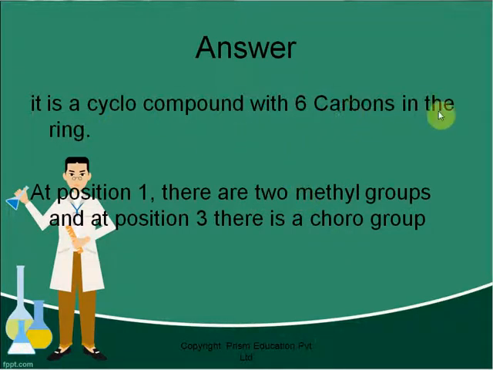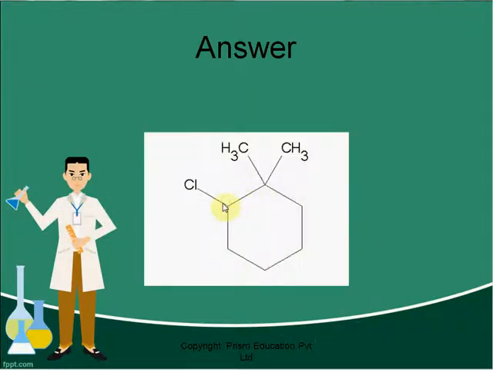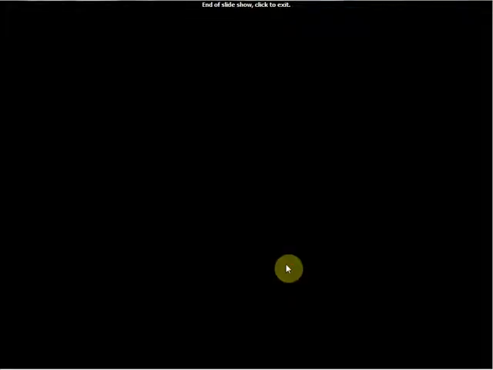It's a cyclo compound with 6 carbons in the ring. Position 1, 2 methyl groups. Position 3, there is a chloro group. This is how it looks like. Position 1, methyl groups. Position 3, chloro group. Right?